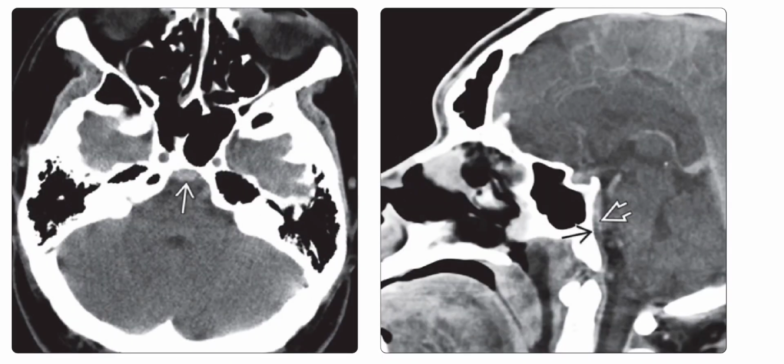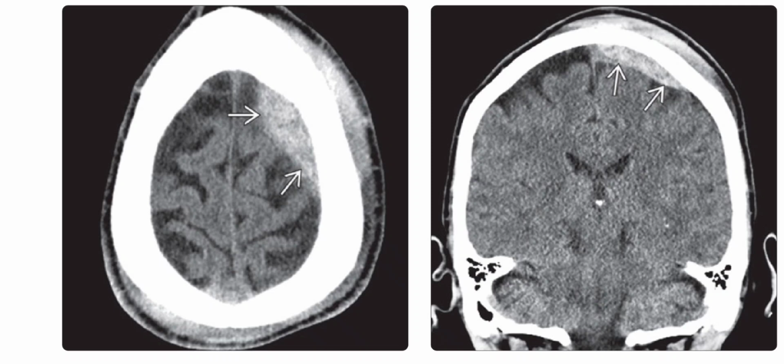Left is the axial non-enhanced CT scan in a 19-year-old man with basilar skull fractures, and it shows a small biconvex epidural hematoma posterior to the clivus. Right is the sagittal CT venogram in the same patient. It demonstrates a small clival epidural hematoma under the enhancing clival venous plexus.